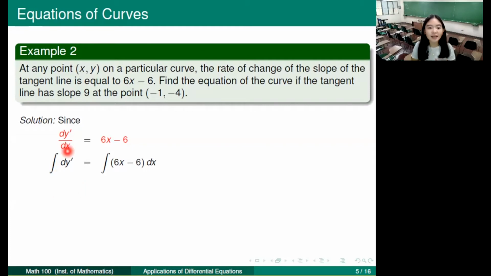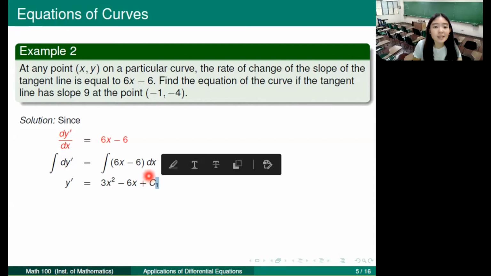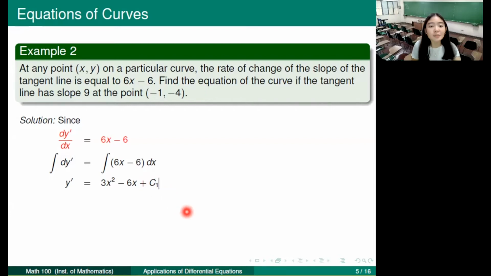So, ganun lang rin, ang integral ng dy prime is just y prime. Okay? Meanwhile, yung ating right side, this is just a polynomial, medyo madaling i-integrate, no need for u sub. Ito na siya agad. Okay? Y prime equals 3x squared minus 6x plus c sub 1. Dito, c sub 1 ang name ng ating constant because this is a DE of order 2.